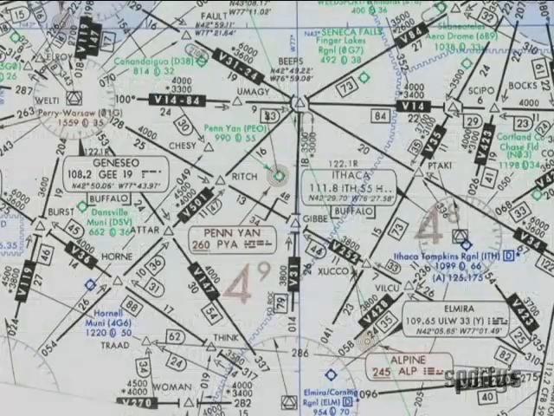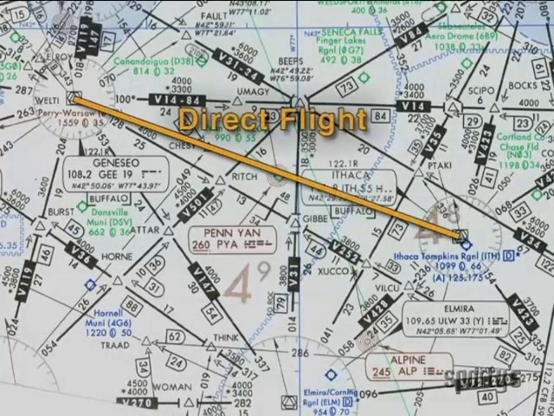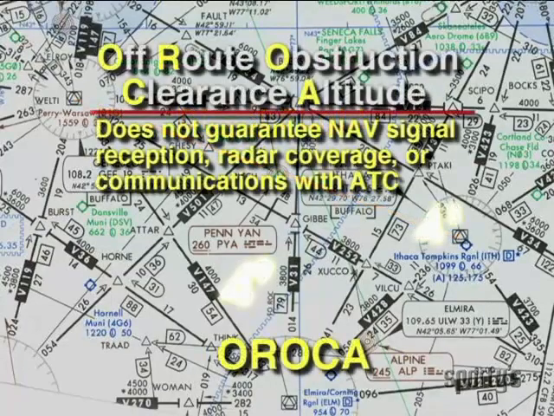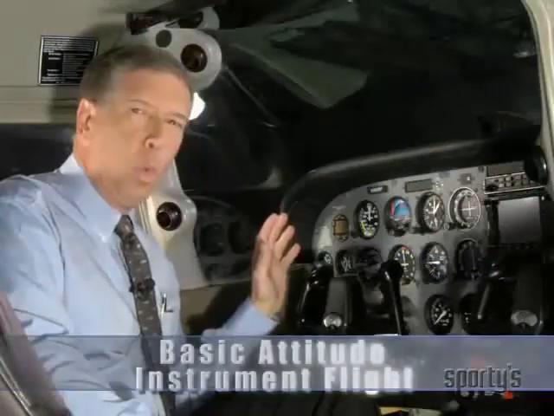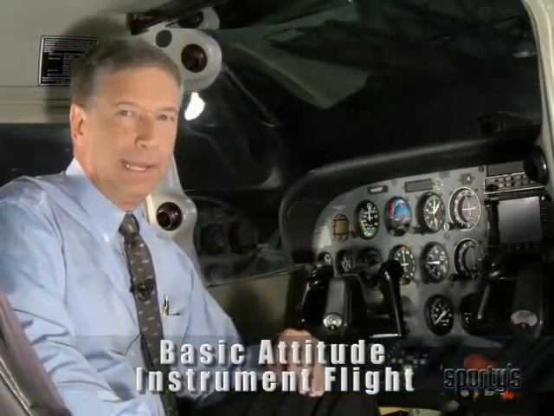There is no airway between Geneseo and Ithaca. An IFR flight between these VORs is called a direct flight. In IFR speak, direct is a route which is not on airways. For a direct flight, the pilot must refer to the off-route obstruction clearance altitude called the OROCA. The OROCA provides the same obstacle clearance as a MOCA, but does not guarantee nav signal reception, radar coverage, or communications with ATC.